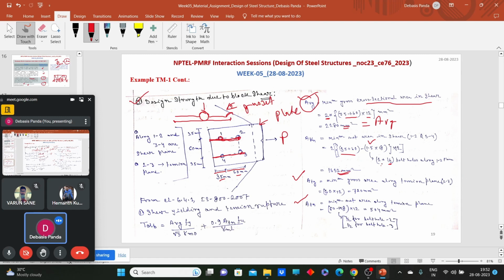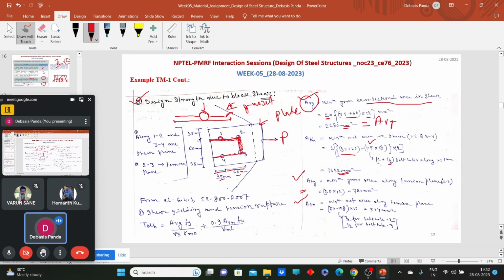Okay. Now calculate the ATG, that is the gross cross sectional area along the tension plane. So what is the tension plane? The plane perpendicular to the applied load. So what is the plane perpendicular to the applied load here? That 2-3. So what should be the gross area over here? Gross area with the bolt hole. Gross area. That means we have to consider the total area.